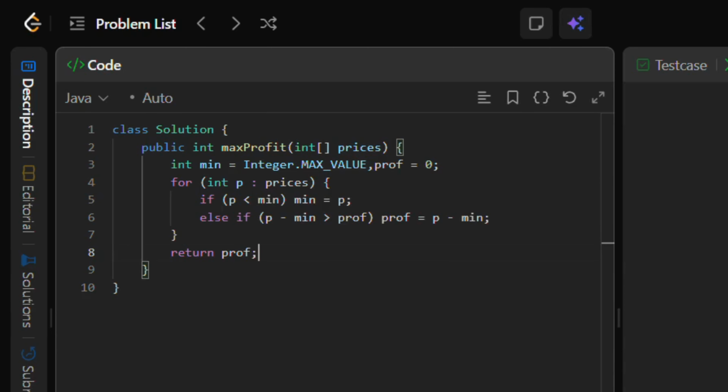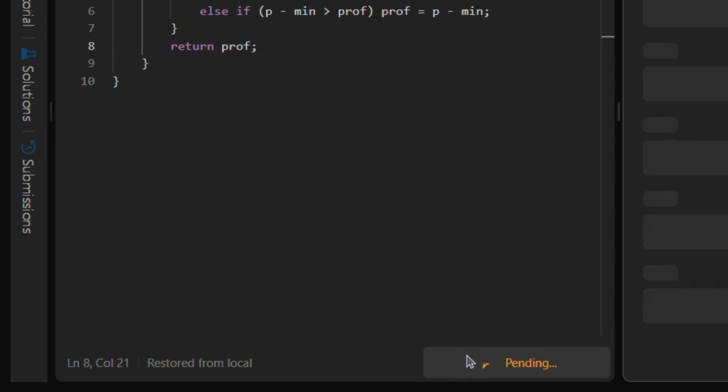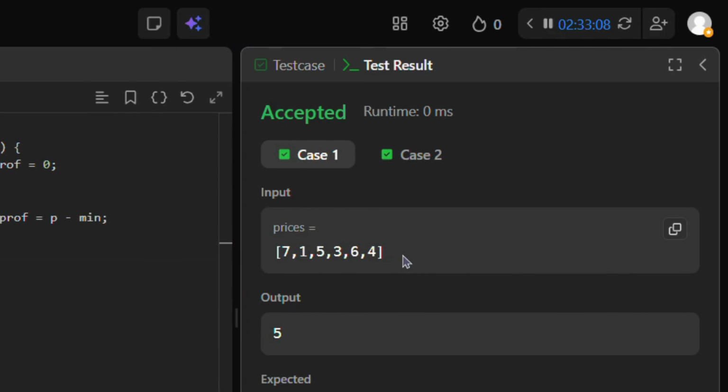Efficient. Simple. Clear. Check. This test case evaluates the maximum profit achievable from a single buy and sell stock transaction. Prices equals 7, 1, 5, 3, 6, 4. Each value represents the stock price on a different day. The task is to buy once, sell once later, and maximize profit.